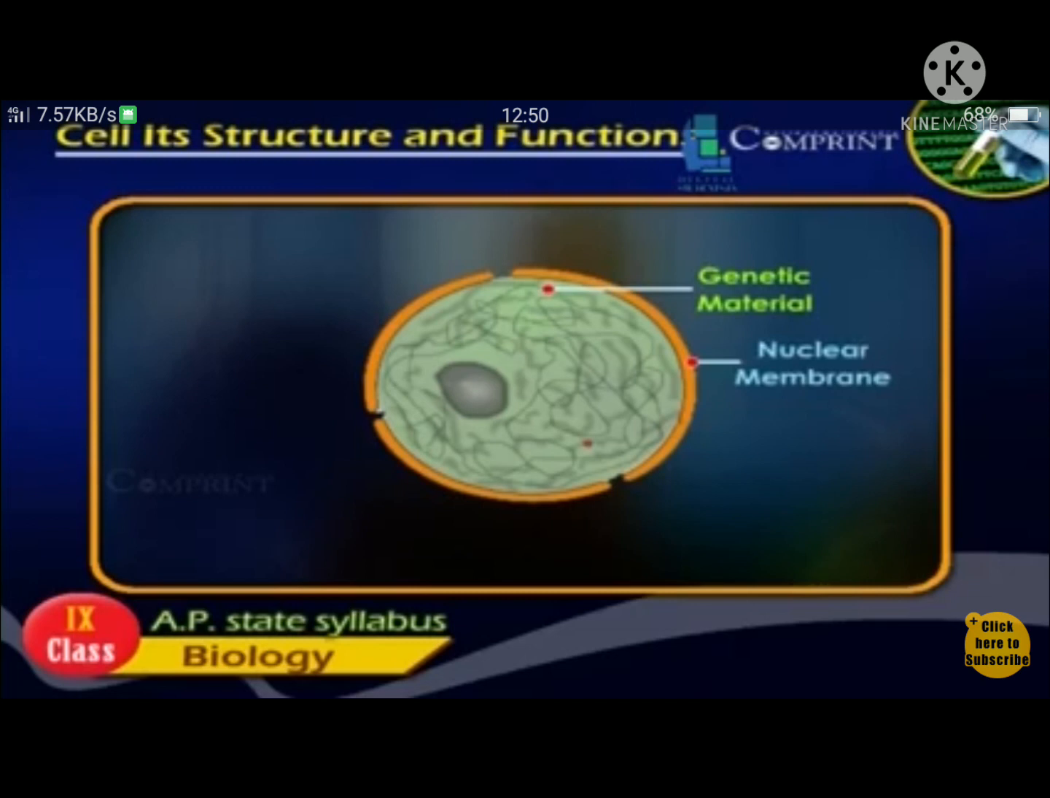On the basis of the presence or absence of an organized nucleus, cells are categorized into two types. One is prokaryotic cells, the second is eukaryotic cells. Prokaryotic cells are without an organized nucleus, and eukaryotic cells are with an organized nucleus.